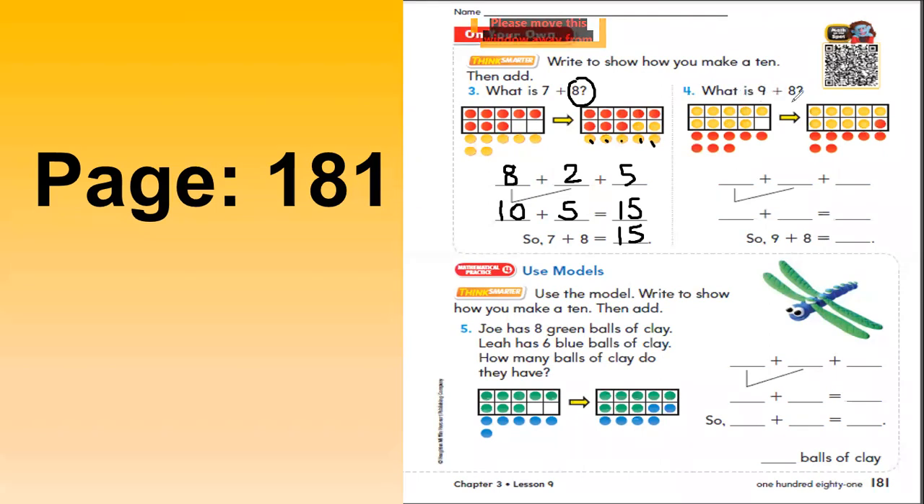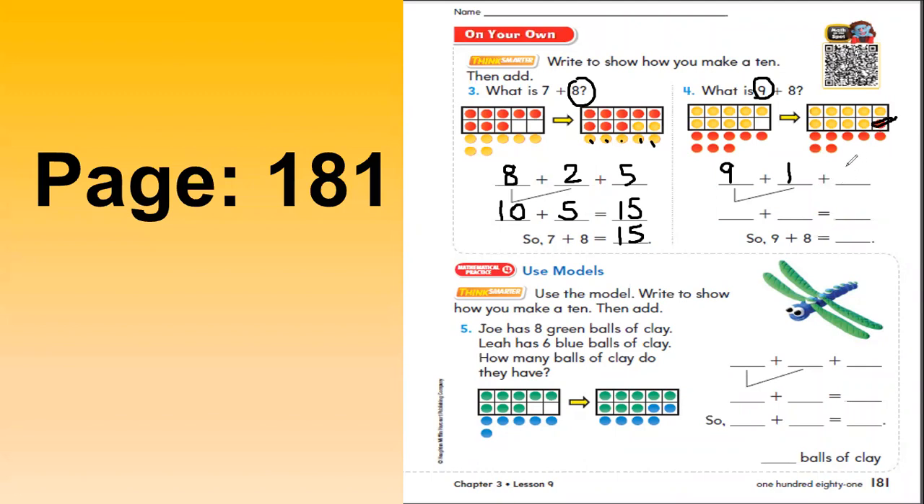What is 9 plus 8? Now again, greater addend. Which is the greater addend, 9 or 8? Yes, so number 9 is our greater addend. So let me write number 9. And also in this 10 frame, we have 9 counters. So that is 9. Now, how many should I add to make the 10 frame? Yes, only 1. So 9 plus 1 gives you 10.